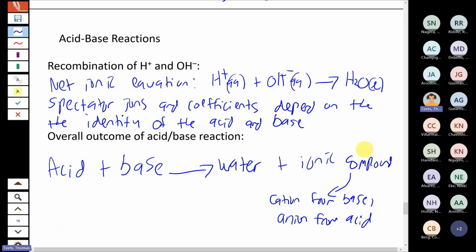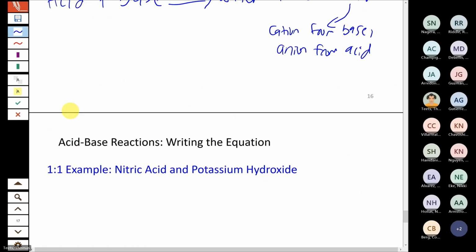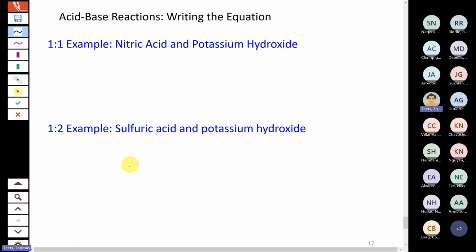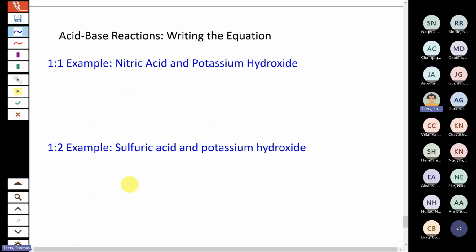So if we just work out a few examples of these, what slides do I have here? All right, we just have a couple more slides. We have plenty of time. So if we want to write an acid-base reaction between nitric acid and potassium hydroxide, would you have to get, again, the formulas of those correct? Nitric acid is the acid that derives from NO3-, so it's going to be HNO3.